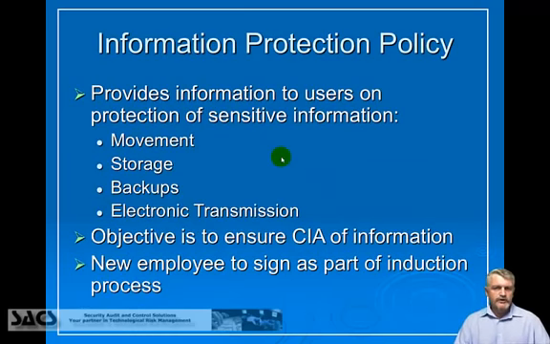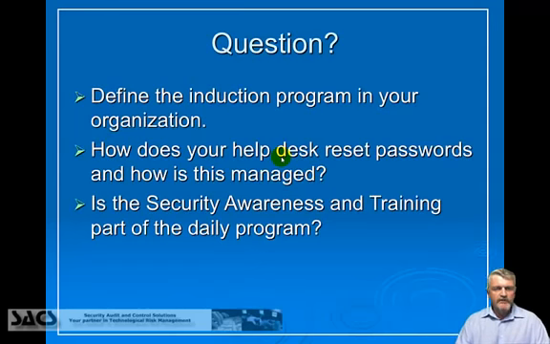Now, information protection policy provides the information to users on protection of sensitive information. For example, the movement of information to and from inside, outside the organization, storage, backups, electronic transmission. The objective of this policy is to ensure the confidentiality, the integrity, and the availability of the information. A new employee is to sign as part of the induction process. Define the induction program in your organization.